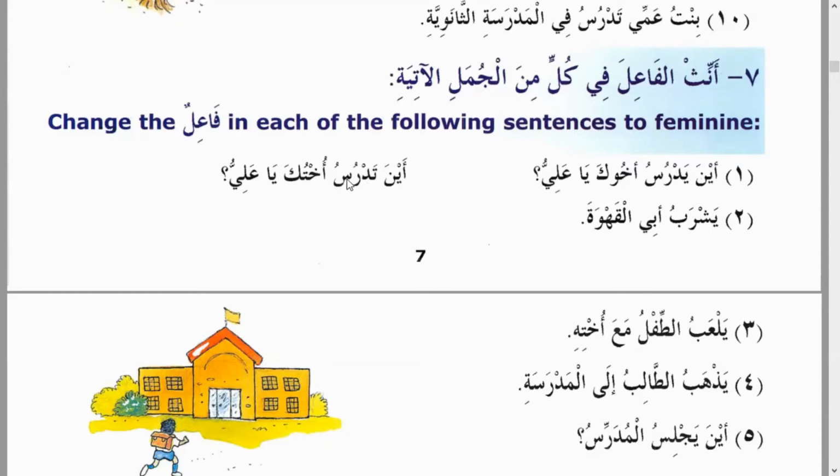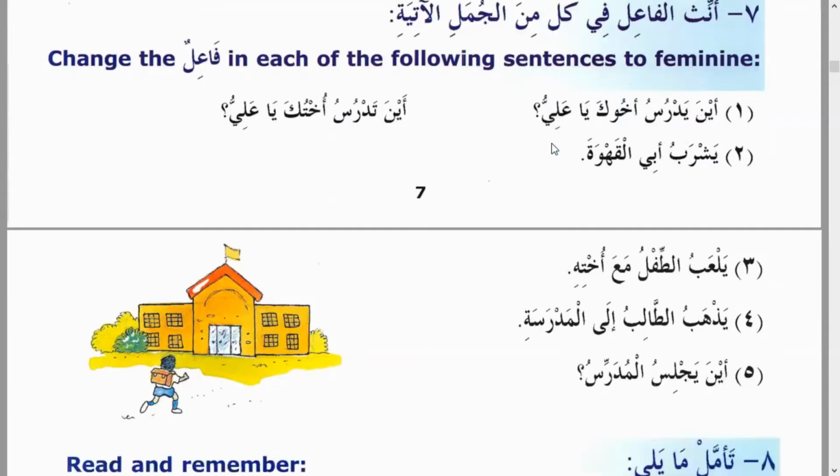أين تدرس أختك يا علي? So here, because it was أخوك, we made it يدرس, right? But here it is أختك, so we have to say تدرس. From يدرس it will become تدرس, right? Ya Ali. So inshallah, please help me for the following.